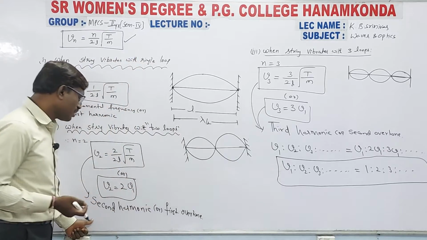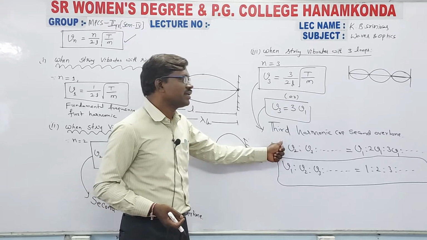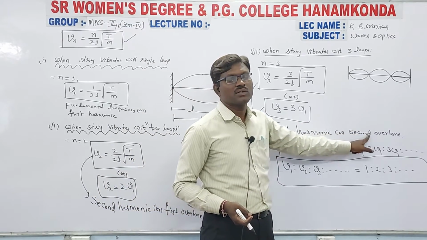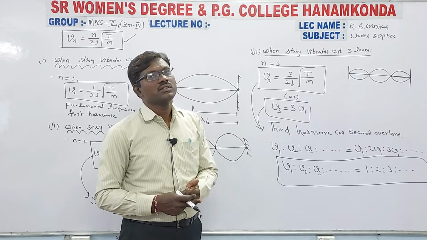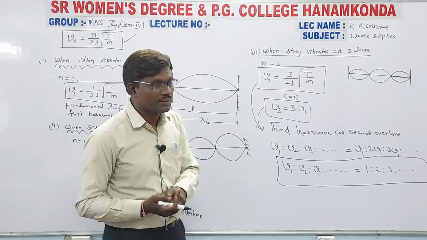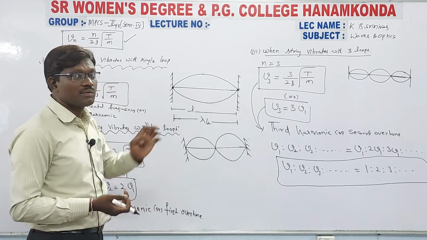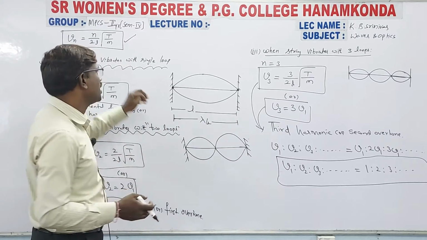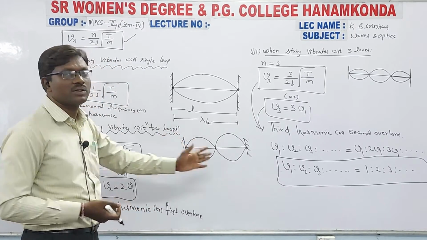Second harmonic is also known as what? First overtone. Third harmonic or second overtone. Fourth harmonic, next harmonic. Fourth harmonic or third overtone. Clear? Right. And one more thing, remember, we will do some problems based on this formula also. Anyhow, this formula is very important for problem oriented, for long question oriented.